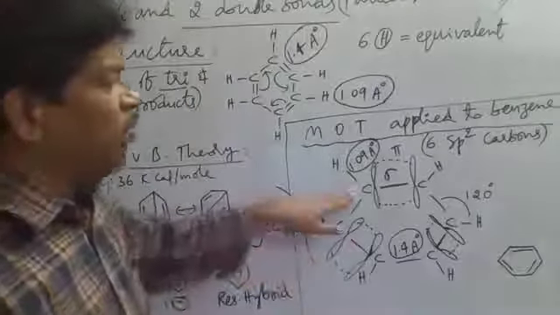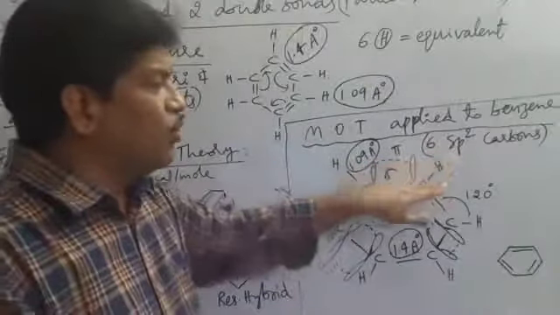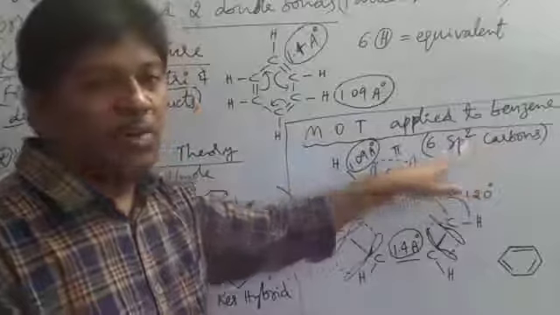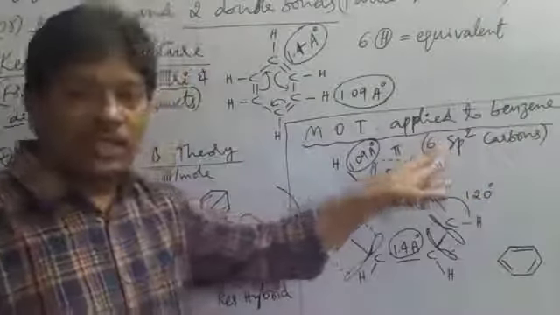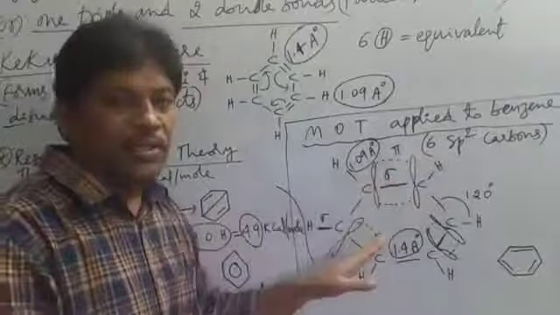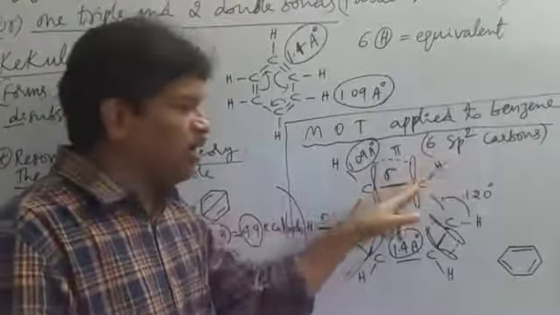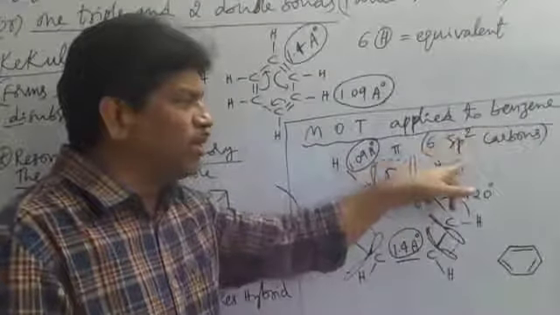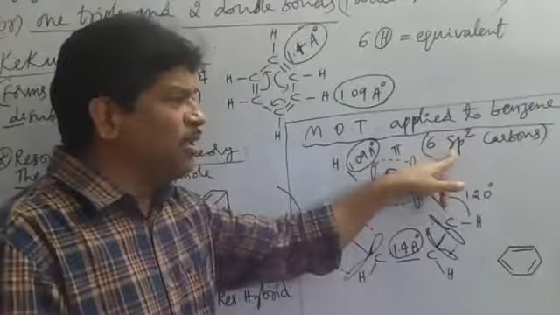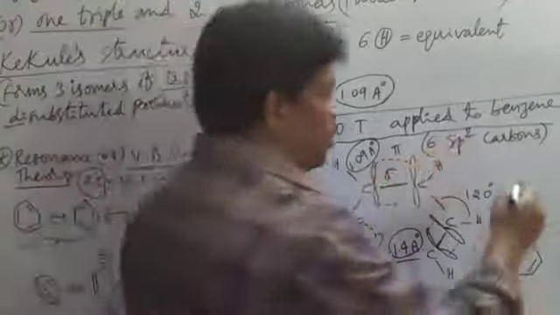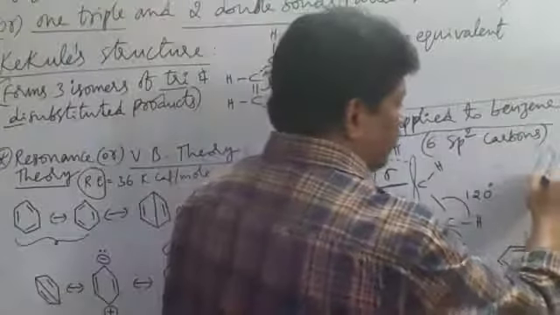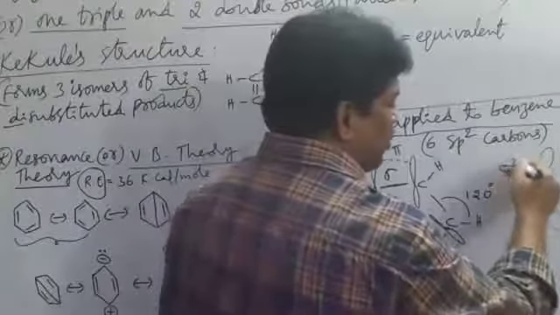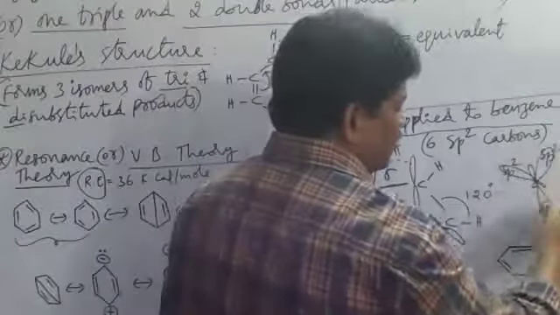Every carbon in benzene undergoes sp2 hybridization. So totally 6 sp2 carbon atoms are present in benzene. sp2 means that in each carbon atom, in the outermost orbit, one s orbital intermixes with 2 p orbitals. How many hybrid orbitals are formed? 3 hybrid orbitals, so every carbon has 3 sp2 hybrid orbitals.